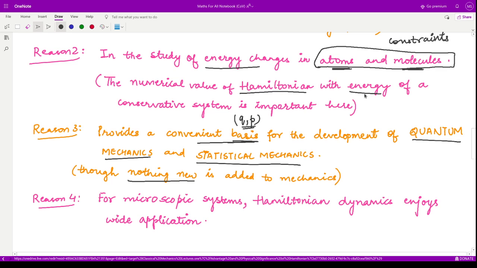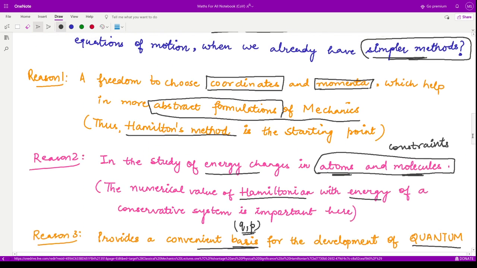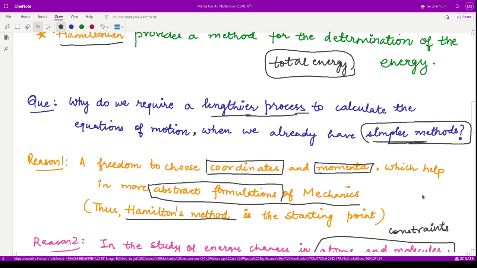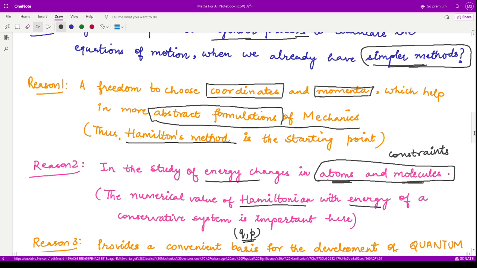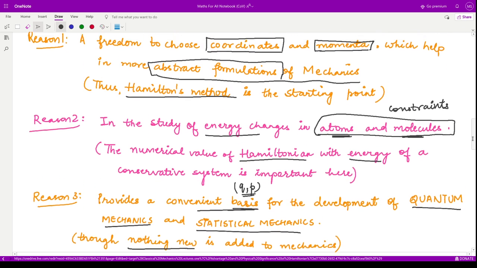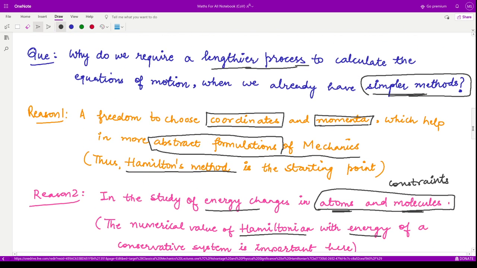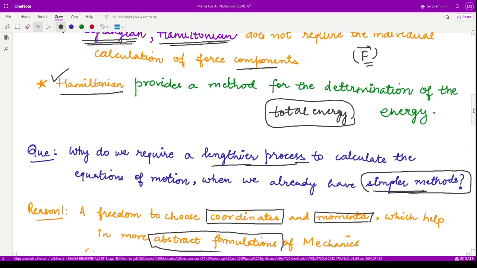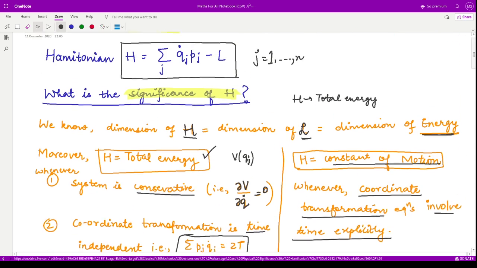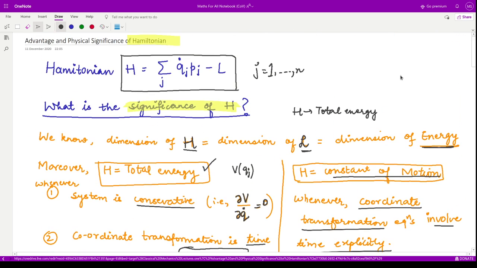Moreover, as we have talked about atoms and molecules, for microscopic systems this Hamiltonian dynamics enjoys wide application. It has a huge application when you want to see good applications either from the quantum side, in atoms or molecules, or from statistical mechanics. There you can formulate different problems abstractly and solve them. There, this technique of Lagrangian and Hamiltonian comes out to be really handy.